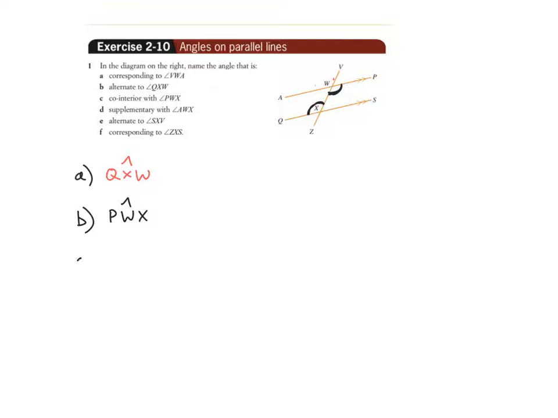PWX. Question C says co-interior with PWX. So here's PWX, that angle, and the co-interior one will be that one there. Its name is WXS.